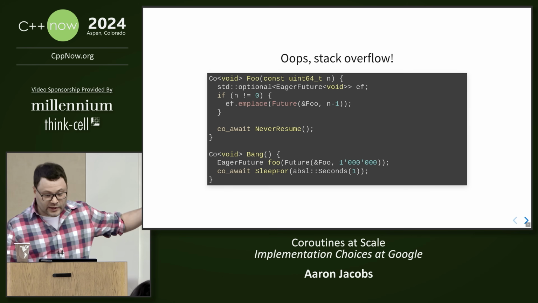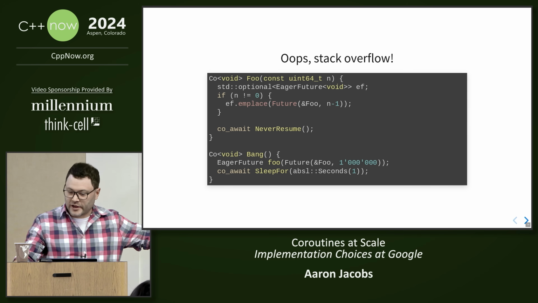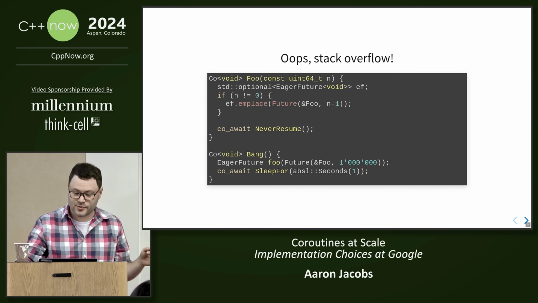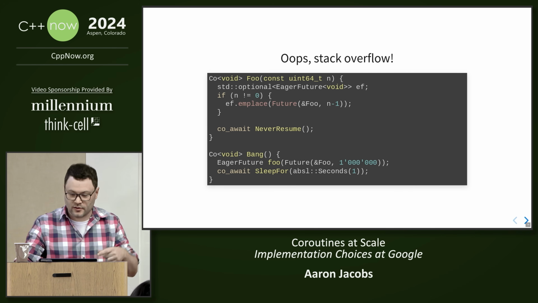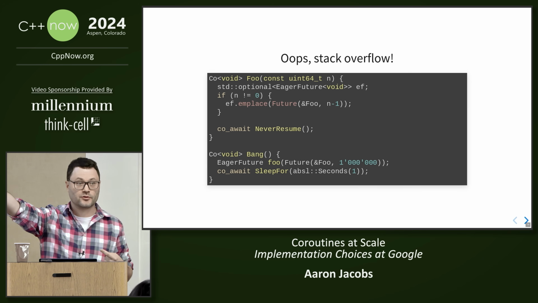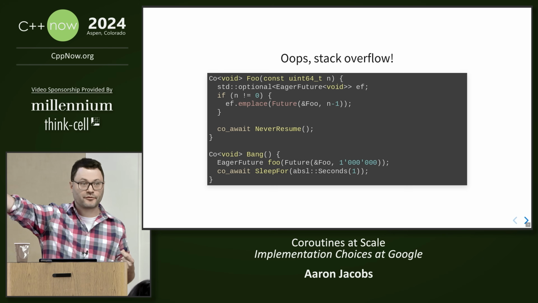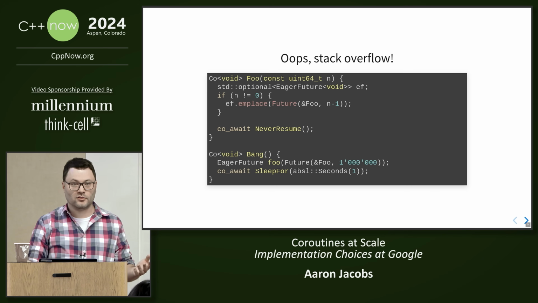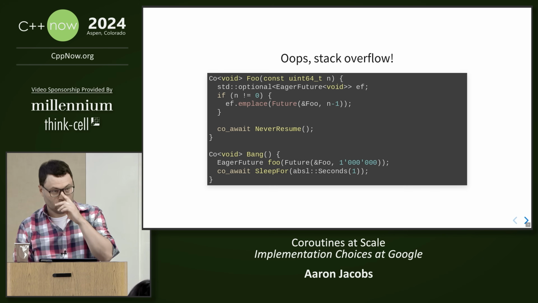Here's a kind of annoying example. The function foo creates a chain of n coroutines with each link controlled by an eager future object. And the function bang calls foo with an argument of 1 million. It waits a moment for it to set everything up, and then it cancels it. This will cause at least 1 million stack frames, one for each eager future destructor, as they clean up after each other. So we violated our goal to have bounded stack usage.